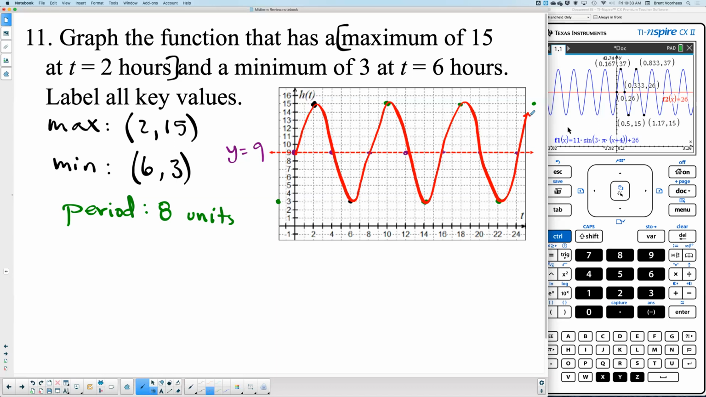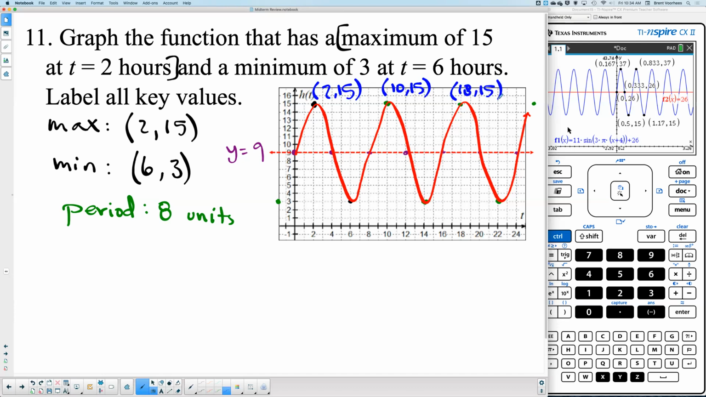Label all key values. So what I mean by label all key values is, you need to come over and say that is 2, 15. This one would be add 8. If you add 8, what's that value gonna be? 10, 15, that's one period. This one would be 18, 15. This one would be, well, we don't quite get there, so I'll stop there.